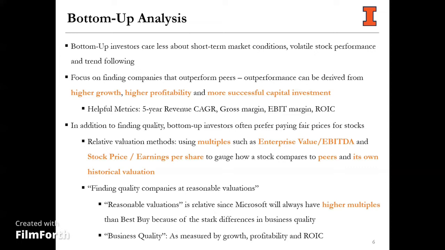And a common quote of a lot of bottom-up investors is finding quality companies at reasonable valuations. And these reasonable valuations are always relative. When it comes to Microsoft, a great business, they'll always have higher valuation multiples than a company like Best Buy, simply because of the stark differences in their business quality. But that doesn't mean we can never buy Microsoft at a reasonable valuation, just because the qualities vary. And we often have to pay up a little bit in terms of these multiples to purchase higher quality companies. So that's a general overview of bottom-up analysis.